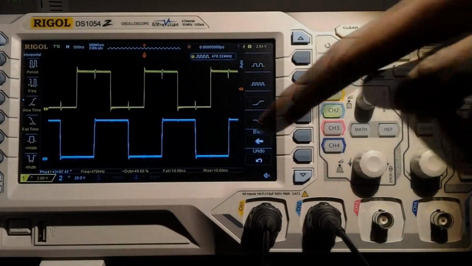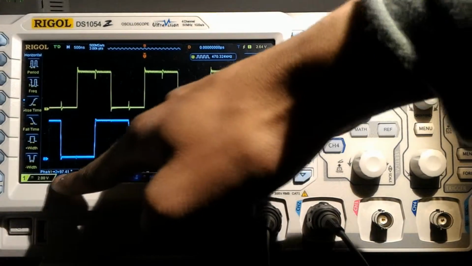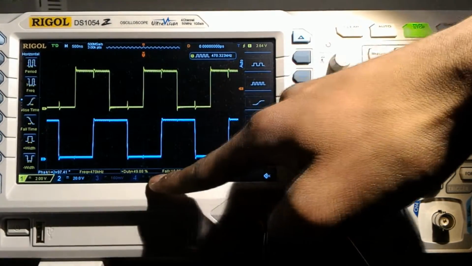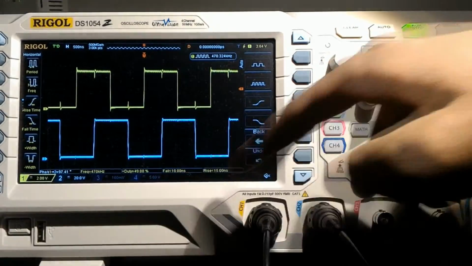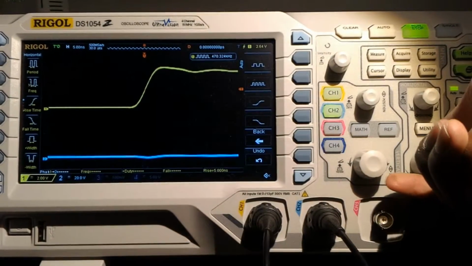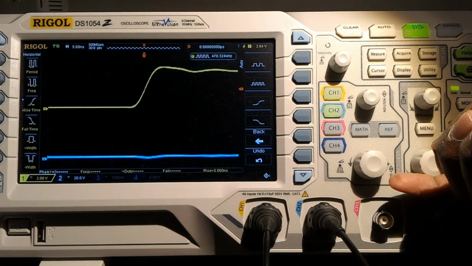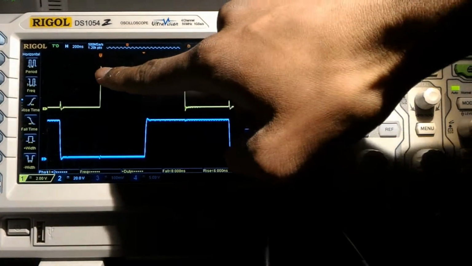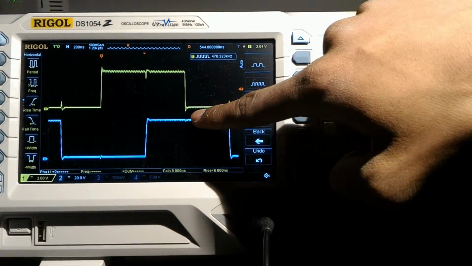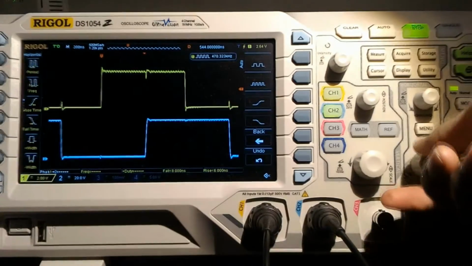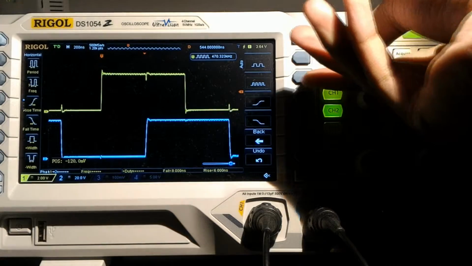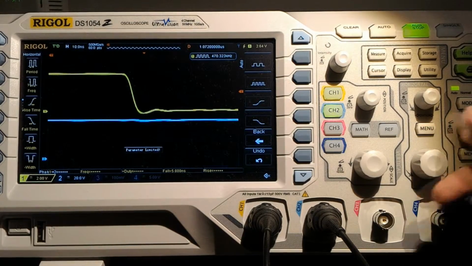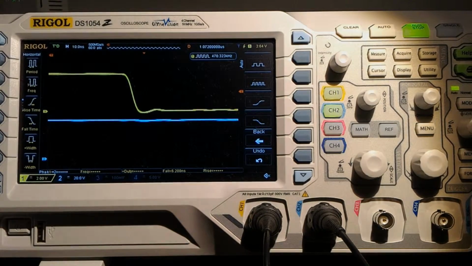So now I'm switching at 500 kilohertz. The phase shift is 97 degrees. The frequency is 470 kilohertz. The duty cycle is 50%, and the rise time is 5 nanoseconds. Also, as you can see, there is a little overshoot occurring here at the beginning and the ends. But let's take a look at the fall, which is again 6 nanoseconds.